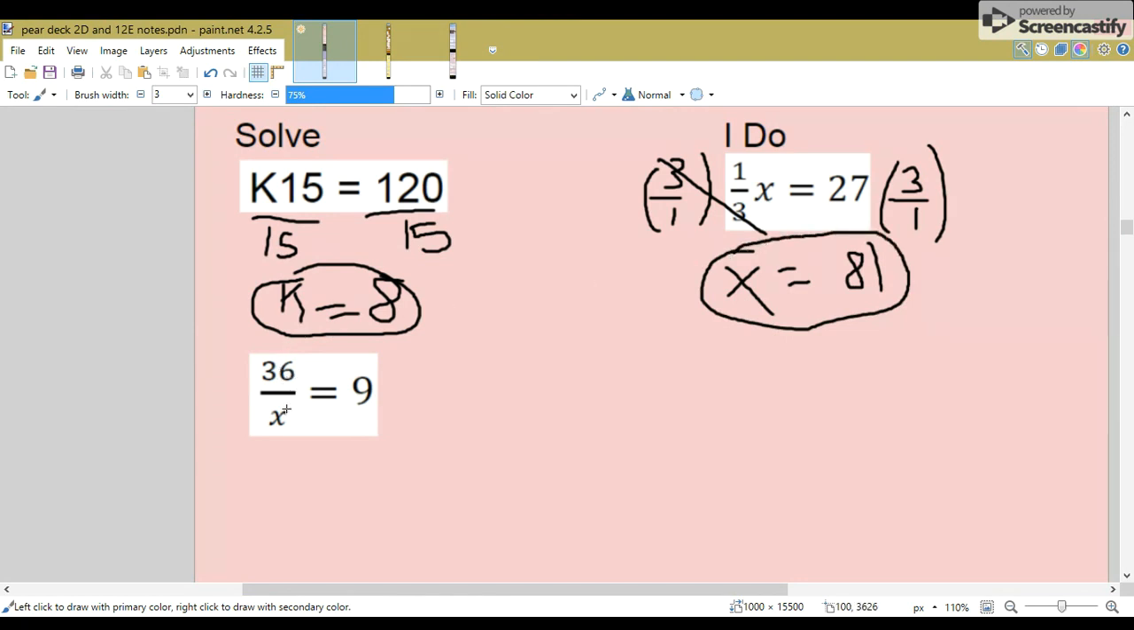The last one, 36 divided by something equals 9. For this one, we want to cross multiply. We can only cross multiply if there is a relation symbol in between the two expressions. There's an equal sign between these two fractions, so we can cross multiply. So we have 9x equals 36. Divide each term by 9. 9 divided by 9 is 1, so 1x equals 4.